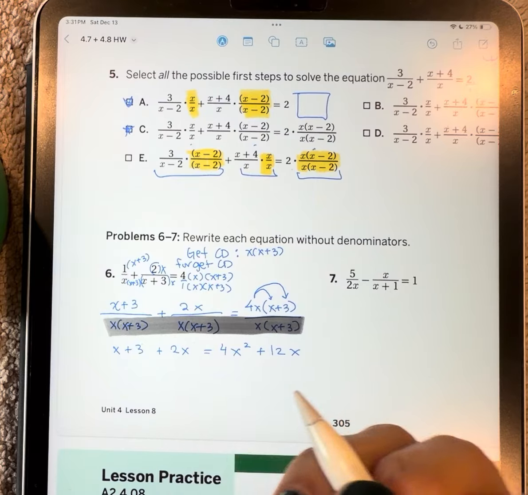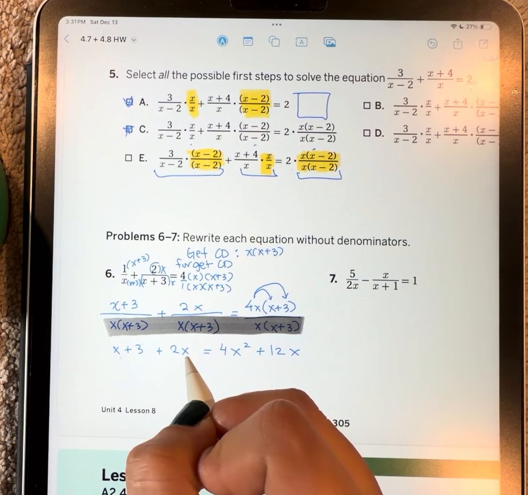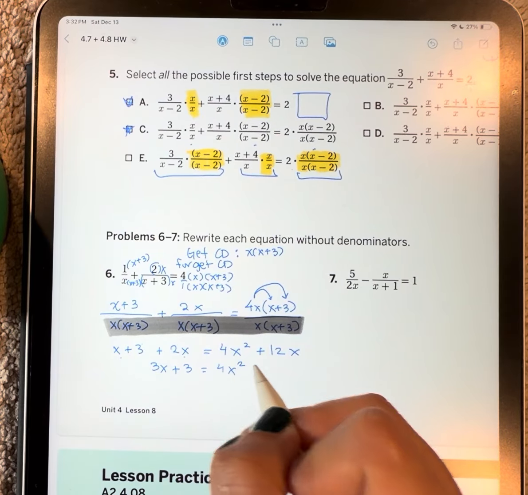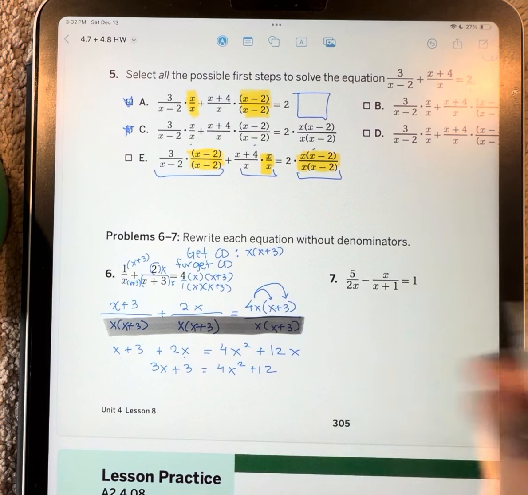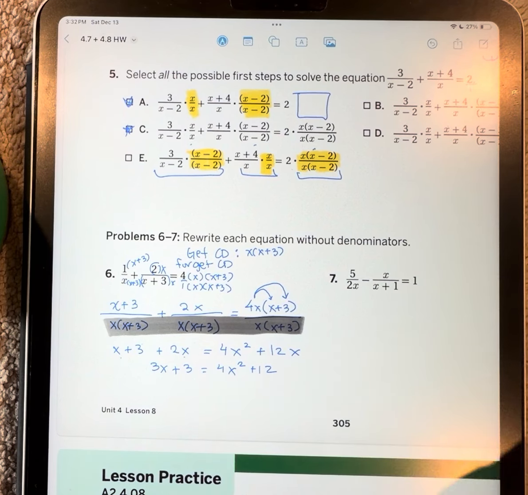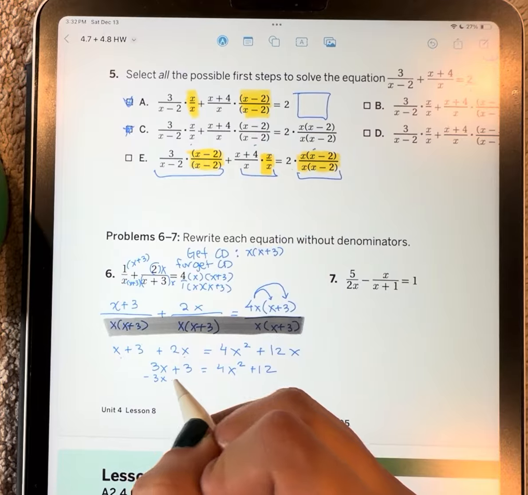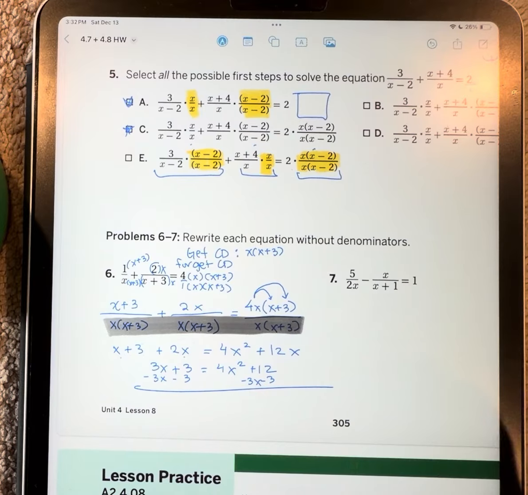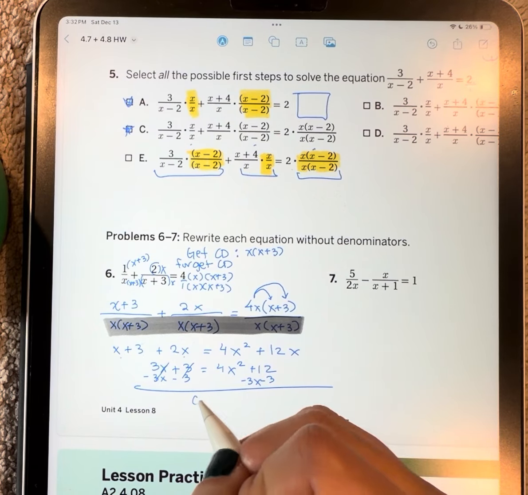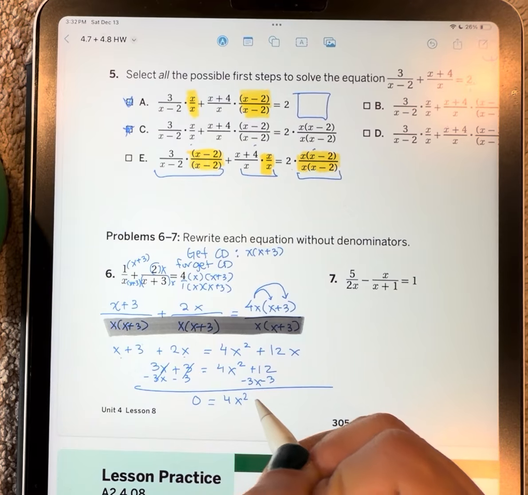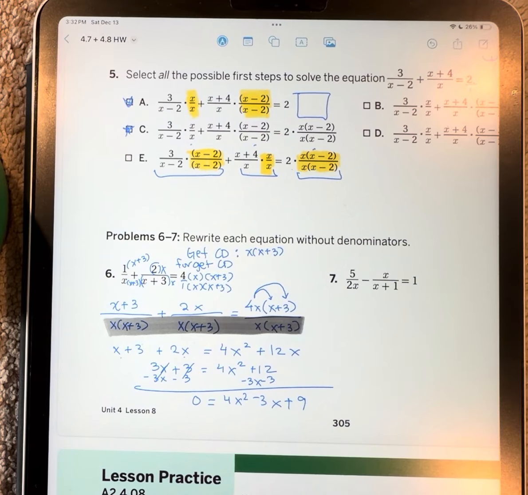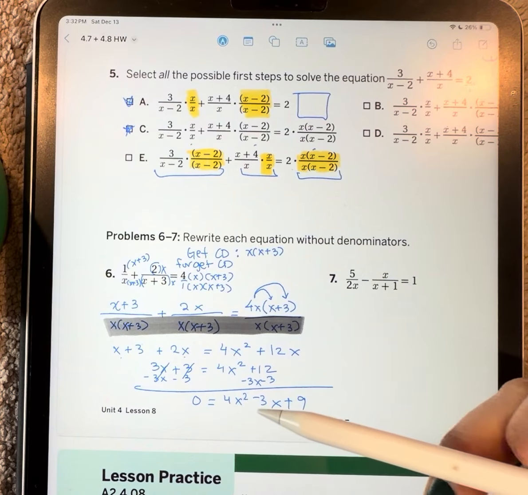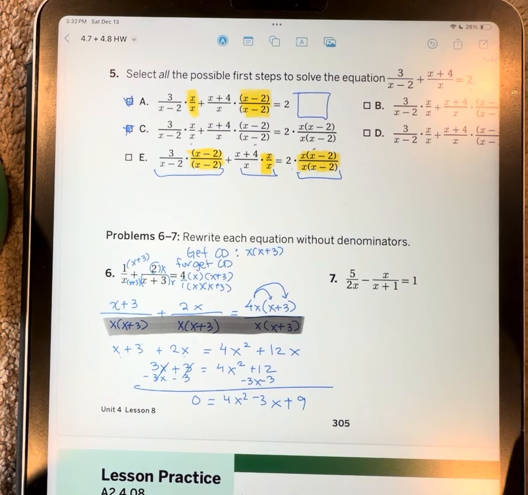And now I combine some like terms. So x and 2x is 3x plus 3 equals 4x squared plus 12. And then I want everything on one side because I have an x squared and an x. So the best way to do this is going to be factoring a quadratic. Either way, I need it to equal 0. So now this cancels and this cancels, and I have 0 equals 4x squared minus 3x plus 9. Okay, I just put this in the order that I knew I would want. And now I got to factor it.